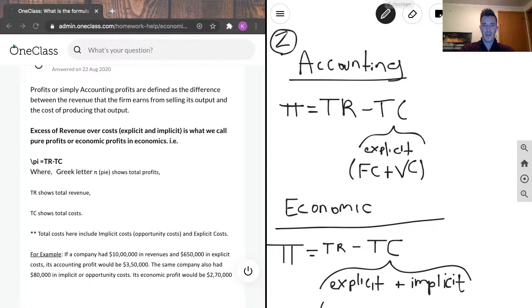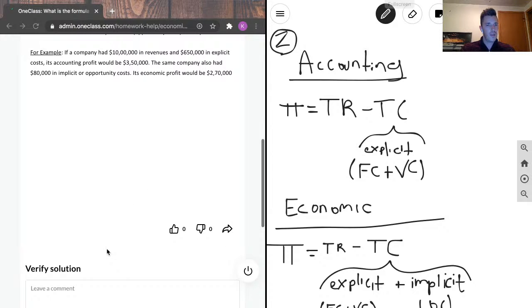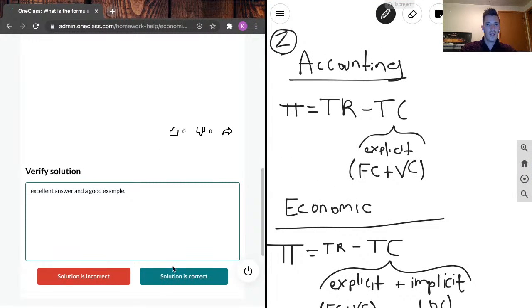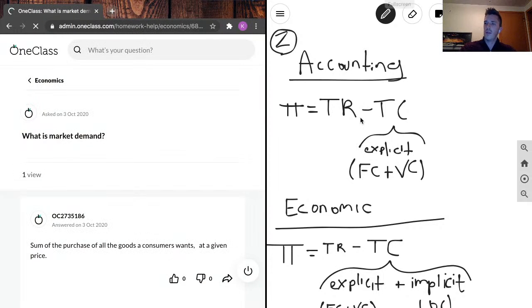So again, explicit costs might be like fixed costs and variable costs. And in addition to what would just be the accounting costs, we need to include implicit costs, which are the opportunity costs. So I'm going to say that that is an excellent answer and a good example. You guys can have a second here to picture that, and we can move on to question 3.